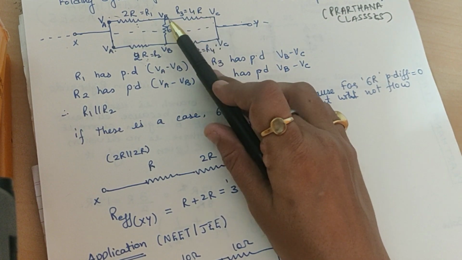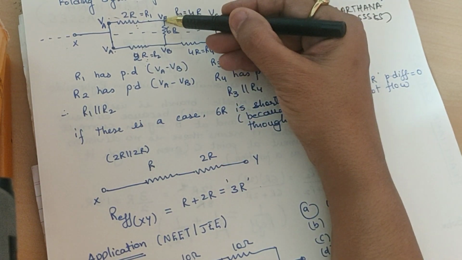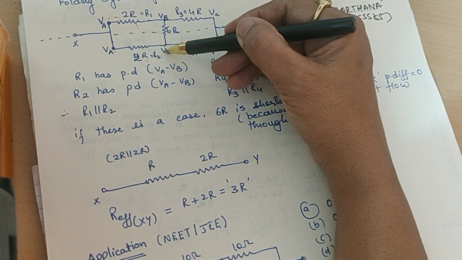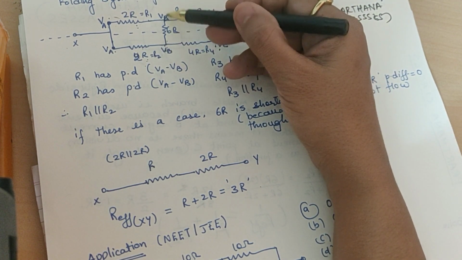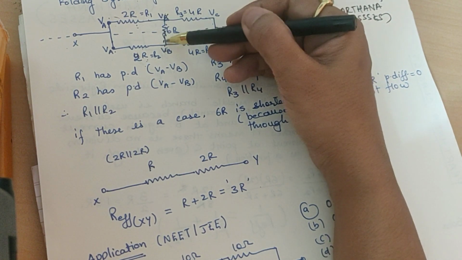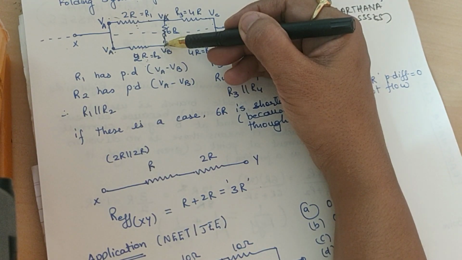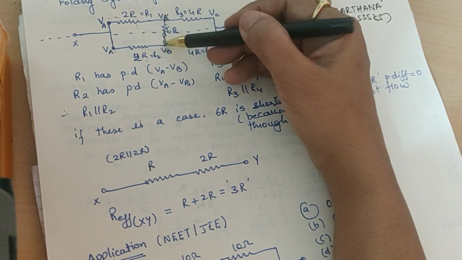Now what do you say about these two? Now these two have the same potential. Here it is also potential VB. This is also potential VB. You know that when the potential is same, this point and this point has the same potential, this line is shorted up. When this is shorted up, no current flows from this branch, because current will always flow from high potential to low potential. So this branch is shorted.